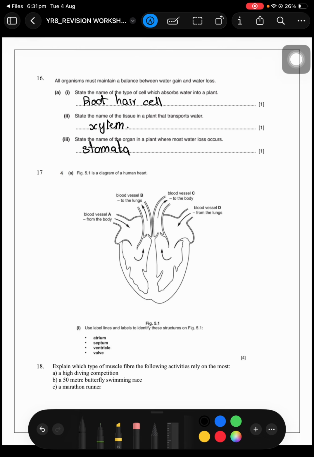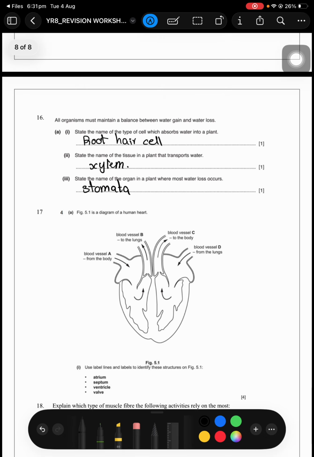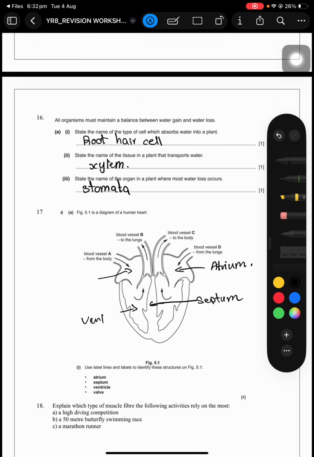Identify these structures on Fig 5.1. Atrium, septum, ventricle, and valve. So the septum is the middle part here. So septum. Atrium is, these two are atriums. The ventricle is the bottom part here. And then the valves, which are this, and this.